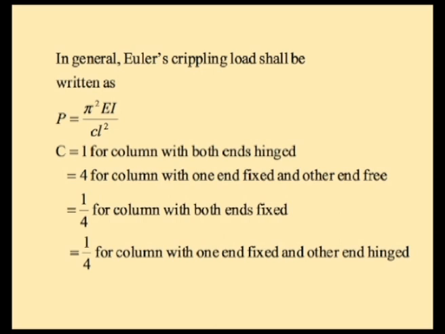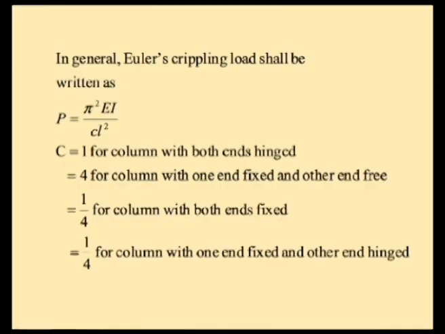Therefore, C takes the value of 4 in case of one end fixed and other end free, and then when both the ends are fixed, we have C equal to 1 by 4, because we got the crippling load as 4 pi squared E I by L squared in case of both ends fixed. And finally, we derived the condition for one end fixed and other end hinged, where C equal to 1 by 2, because we got the crippling load as 2 pi squared E I by L squared. So, we can remember in this manner also the crippling load for different end conditions.